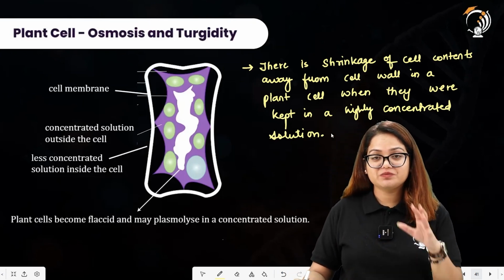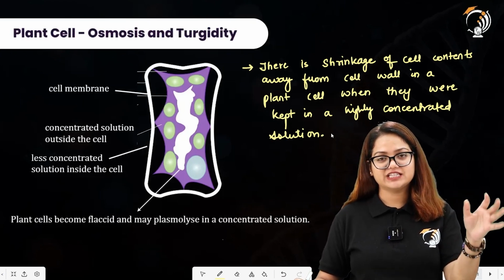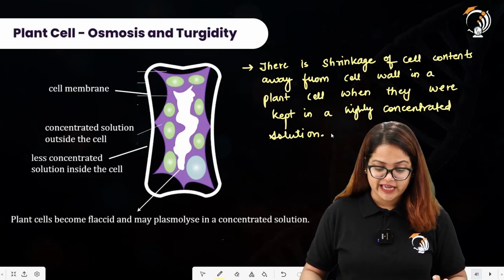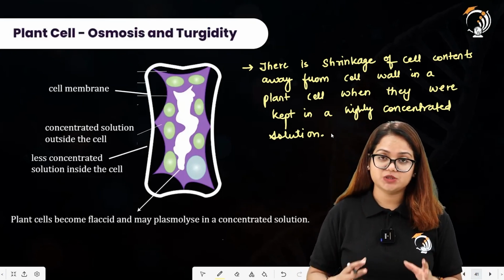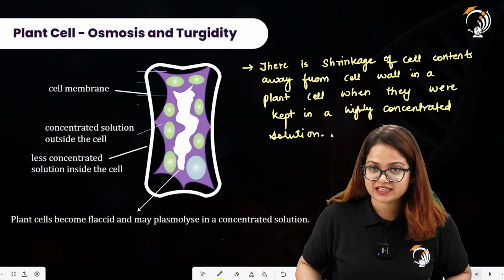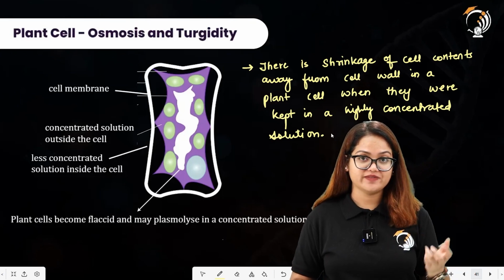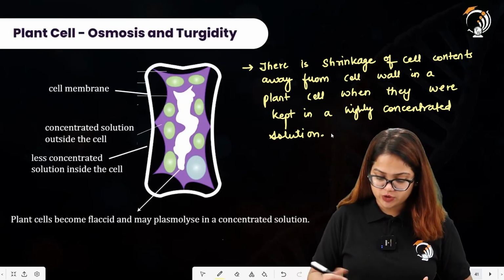So the water will move from a region of high concentration that is present inside the cell into the external environment. Alright, and this diagram depicts what has happened to the plant cell when it was placed in a solution that has a high concentration of solutes in it and a low concentration of water molecules.